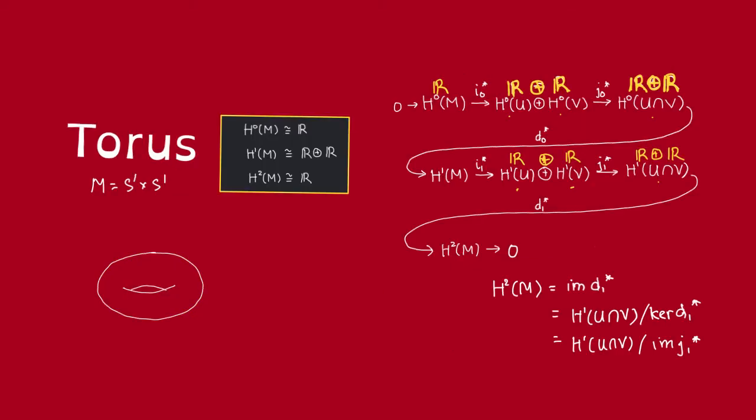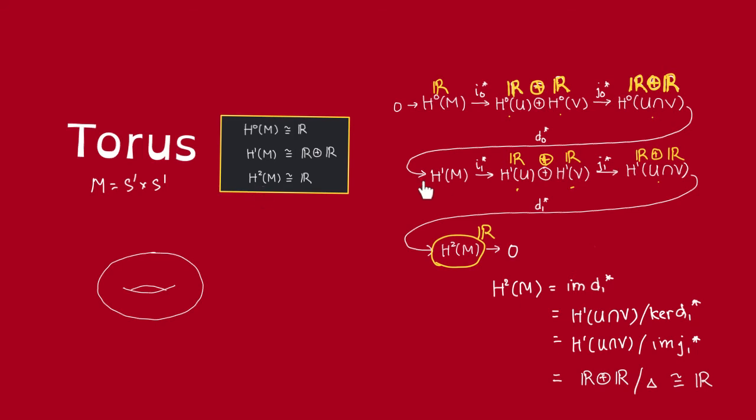Thus, coming back, now we can compute the second cohomology group of M. It's going to be the quotient of R squared over the diagonal, and that's going to be isomorphic to R. Thus we get that this is R. Alright, so we have nailed down H2.